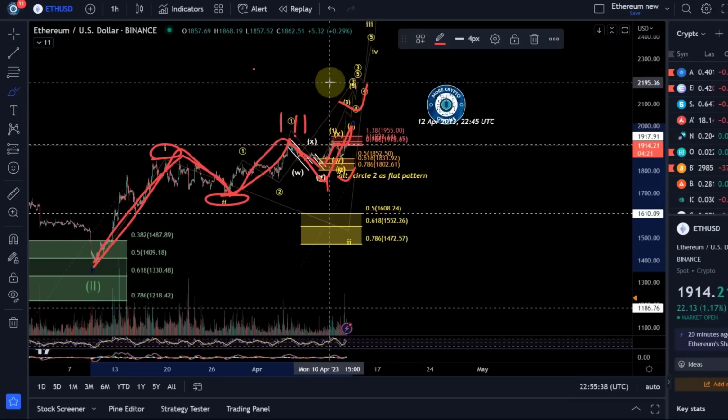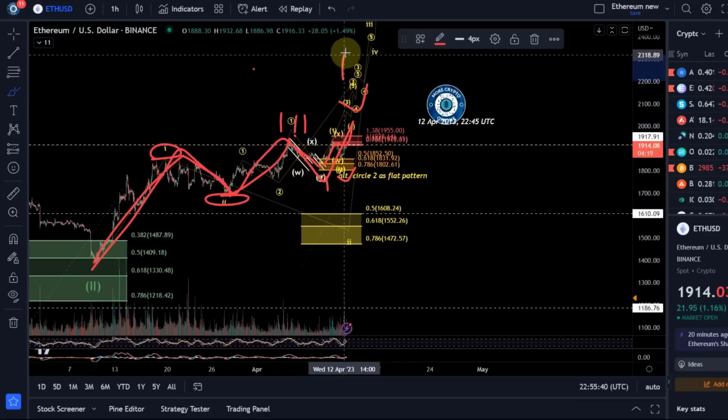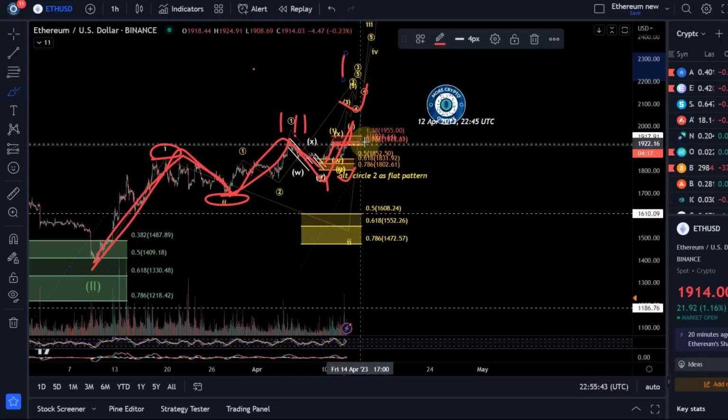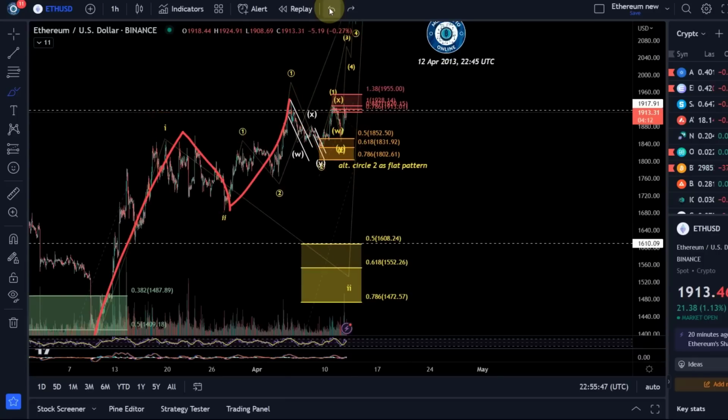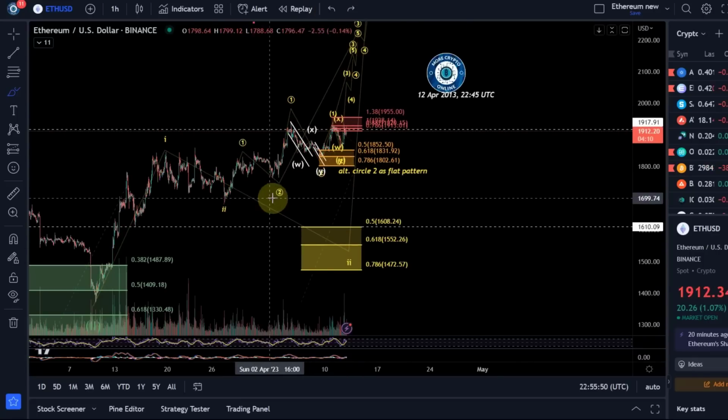Basically all of this pattern, 1, 2, 3, 4, 5 of the 10th of March low, is a 5-wave move up in a larger wave 1 in a leading diagonal. Okay, so all of this would be a wave 1 of a higher degree third wave.